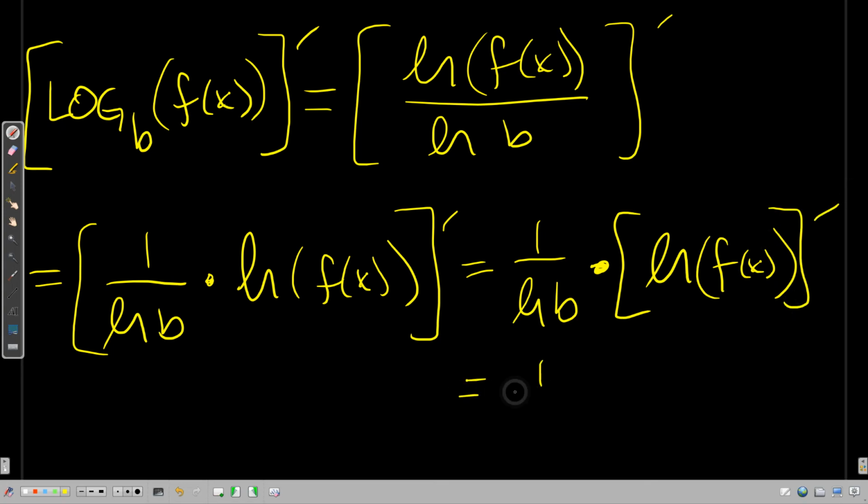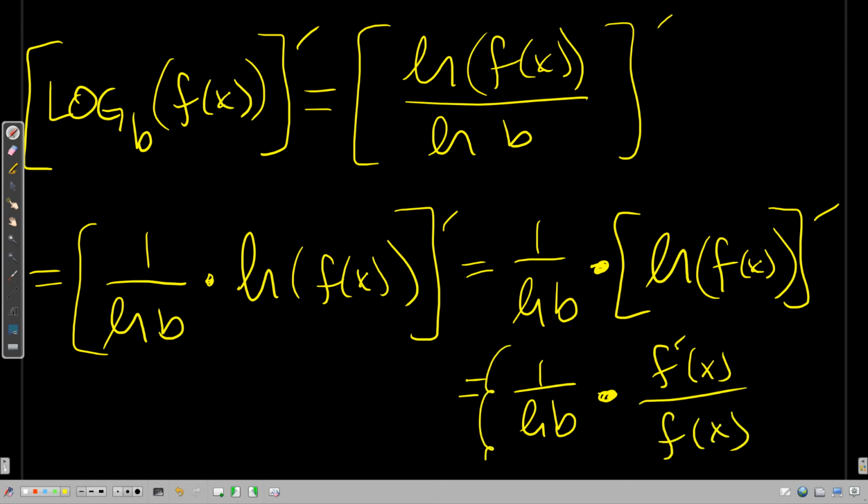but that's something that we already know how to do because it's just f prime of x over f of x. If there was going to be a rule somewhere, I'd make it this rule.